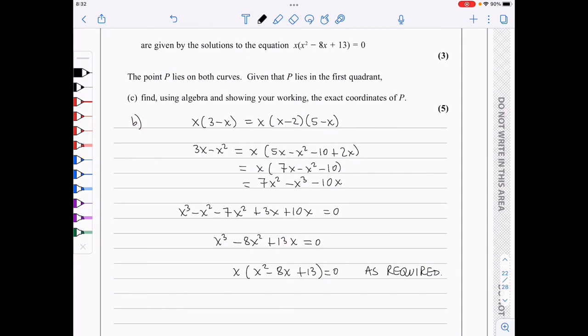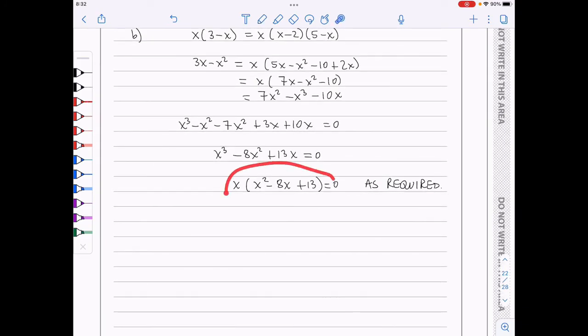In C, point P lies on both curves. Given that P lies in the first quadrant, it means that its x coordinate is greater than 0 and its y coordinate is greater than 0. We need to find, using algebra and showing the working, the exact coordinates of P.